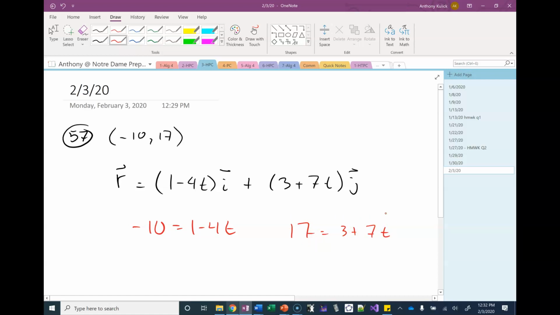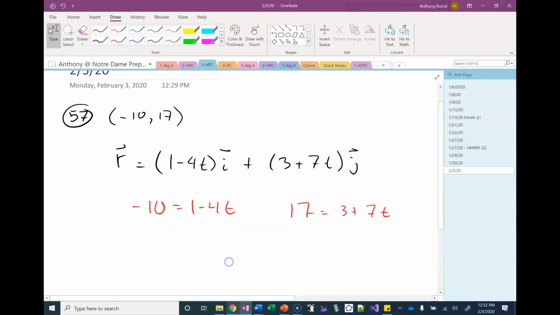And if I solve this for t and get the same value for t, then yes, this point would be a point on my line. If the values for t disagree or differ, then no, it wouldn't be a point. So let's see, what do I get? I get 11/4 equals t, and then I get 2 is equal to t. So no. That's not a point on the line. Is that cool? Yeah.